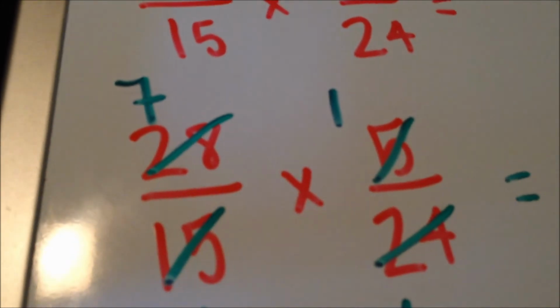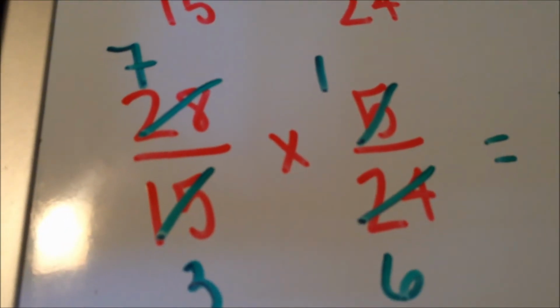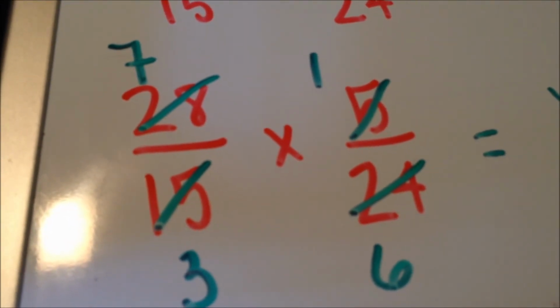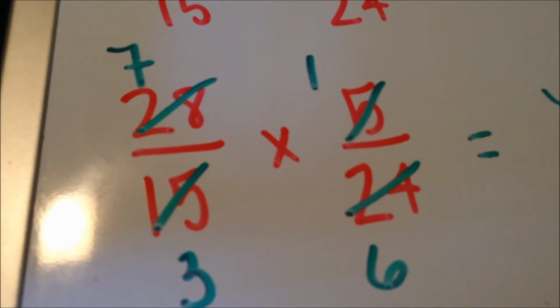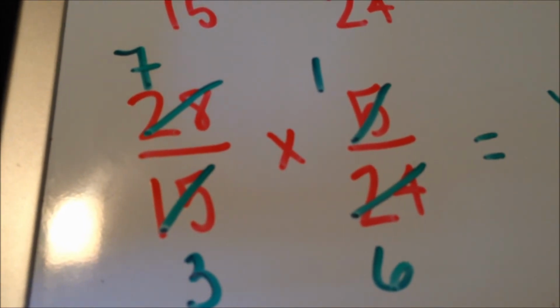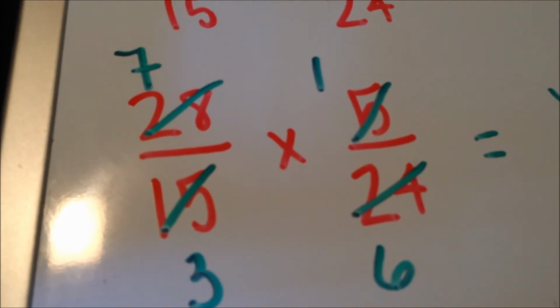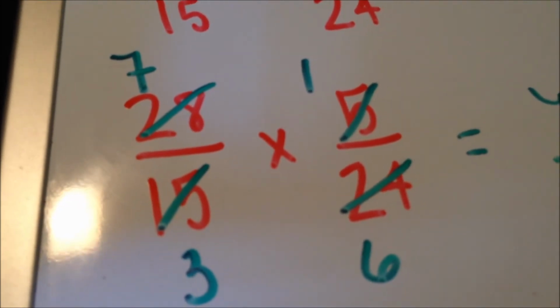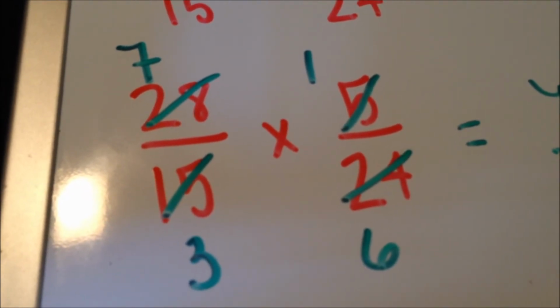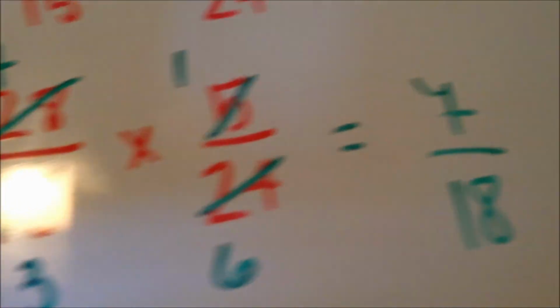So, going back to 28 and 24, if we divide both of them by 4, we end up with 7 and 6. And then with 5 and 15, if we divide both of them by 5, we end up with 1 and with 3. So our final answer is 7 times 1 over 3 times 6, which is 7 over 18.